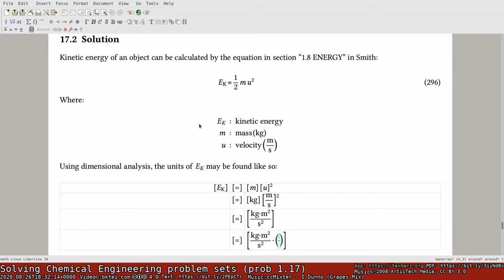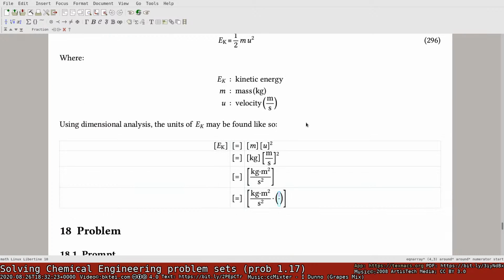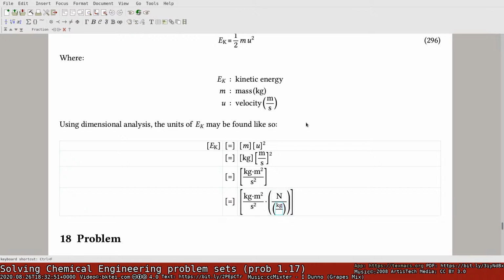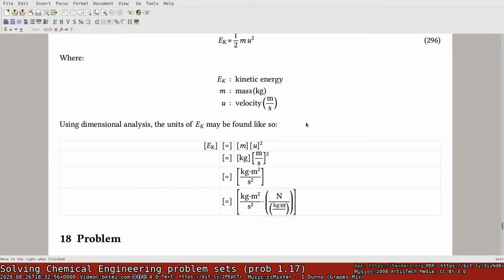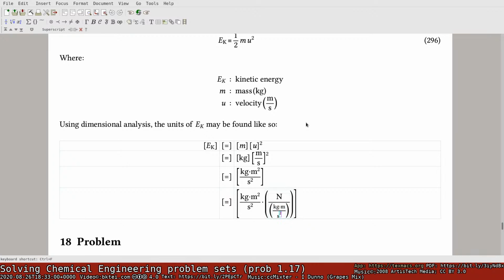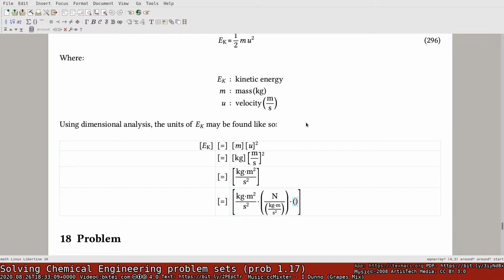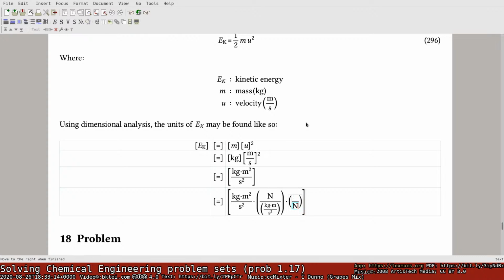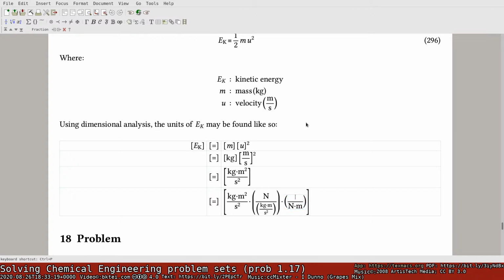We're going to multiply by 1, but that 1 is going to be joules. You want joules, right? Yeah, okay. Definition of a joule is newton meter. So let's convert this into newtons. For every newton, we have a kilogram meter per second squared. And then to get to joules, for newton meter, we have a joule.